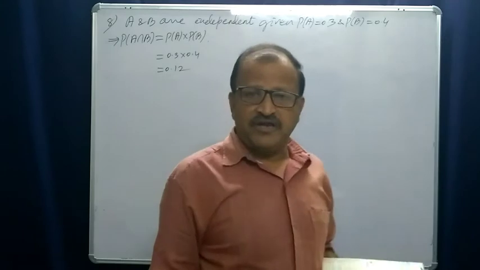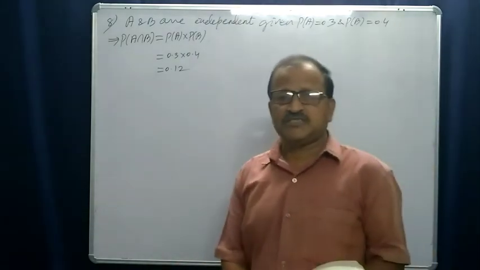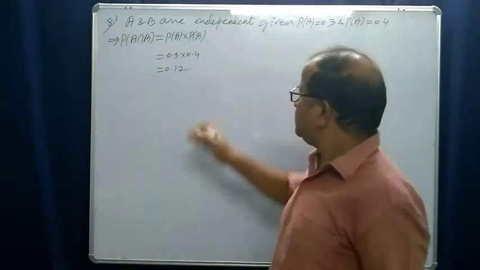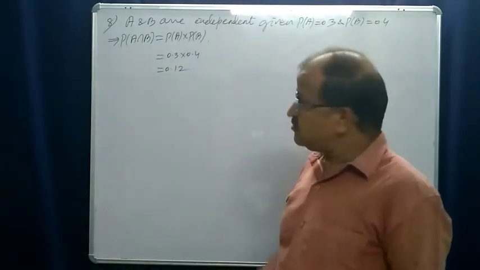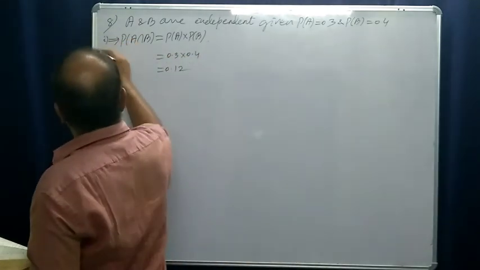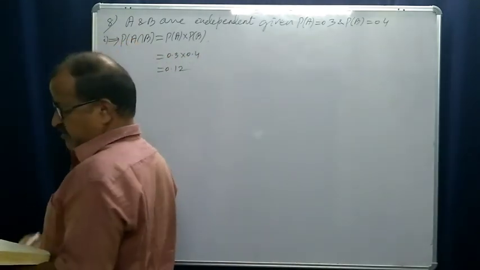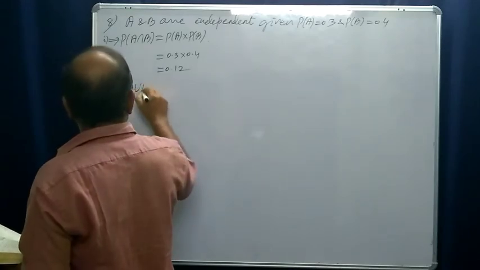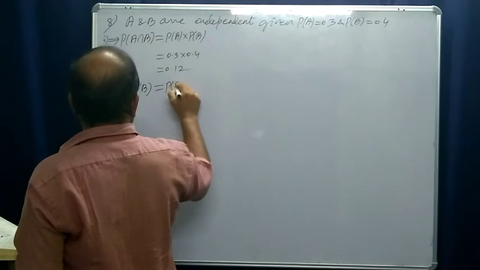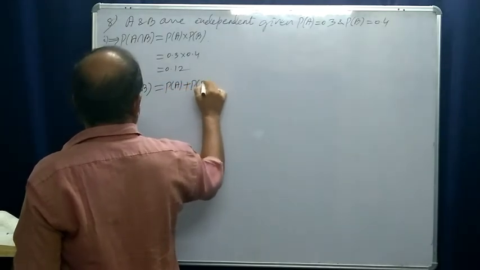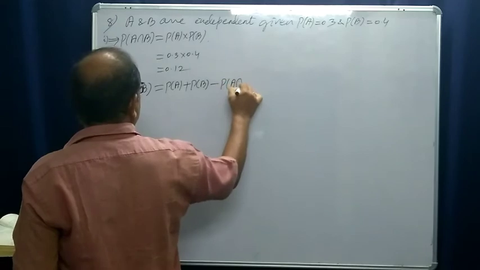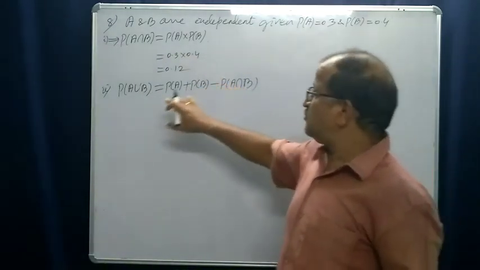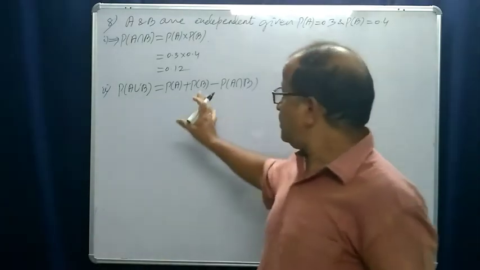Given that A and B are independent, the probability of A intersection B is the probability of A into the probability of B. So it is this. Then part number 2, the probability of A union B, can be easily calculated. The probability of A union B is the probability of A plus the probability of B minus the probability of A intersection B. We know this and this is also derived, so we can calculate the probability of A union B by putting all the values here.